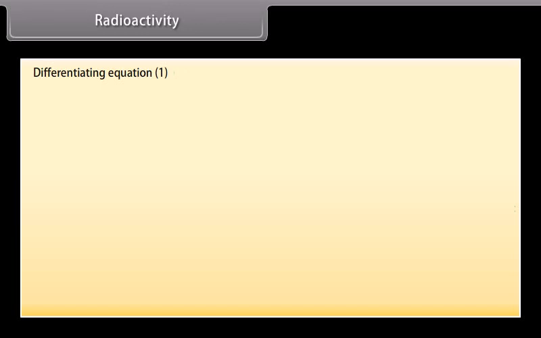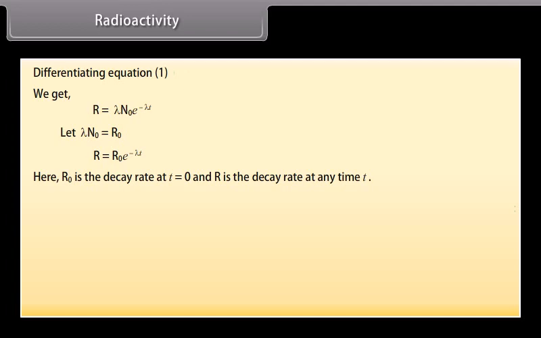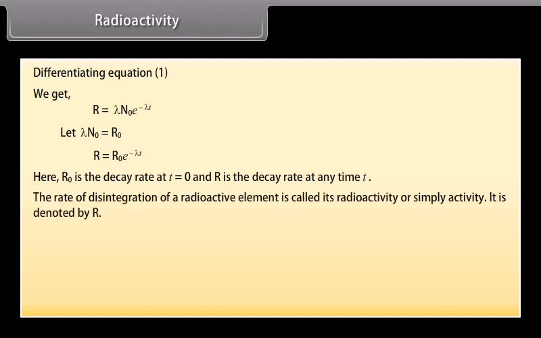Differentiating equation 1, we get R = λN0 e^(−λt). Let λN0 equal R0. Then R = R0 e^(−λt). Here, R0 is the decay rate at t = 0, and R is the decay rate at any time t. The rate of disintegration of a radioactive element is called its radioactivity or simply activity. It is denoted by R.